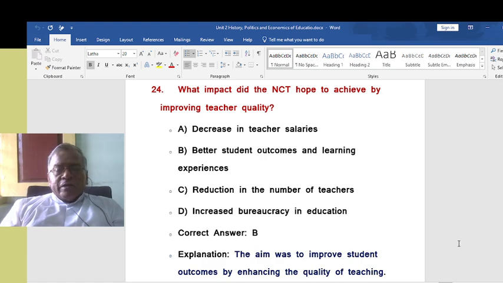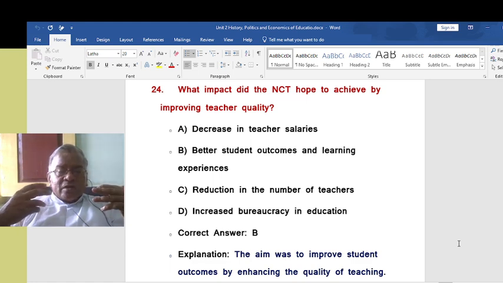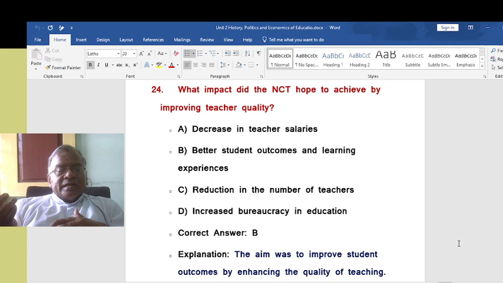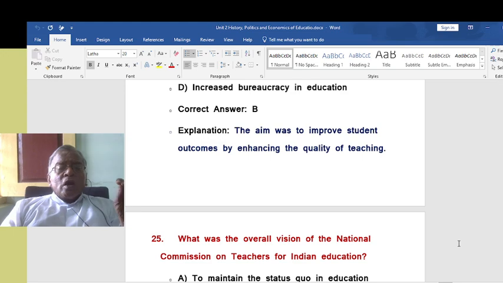What is the ultimate aim of teacher quality? Teacher quality should give certain experience to the students, and because of that, students should become masters of subjects, and they should be attaining different skills in their subjects. It is because of quality teaching. So that is the understanding here. So what impact did the NCT hope to achieve by impacting teacher quality? The aim was to improve student outcomes by enhancing the quality of teaching.